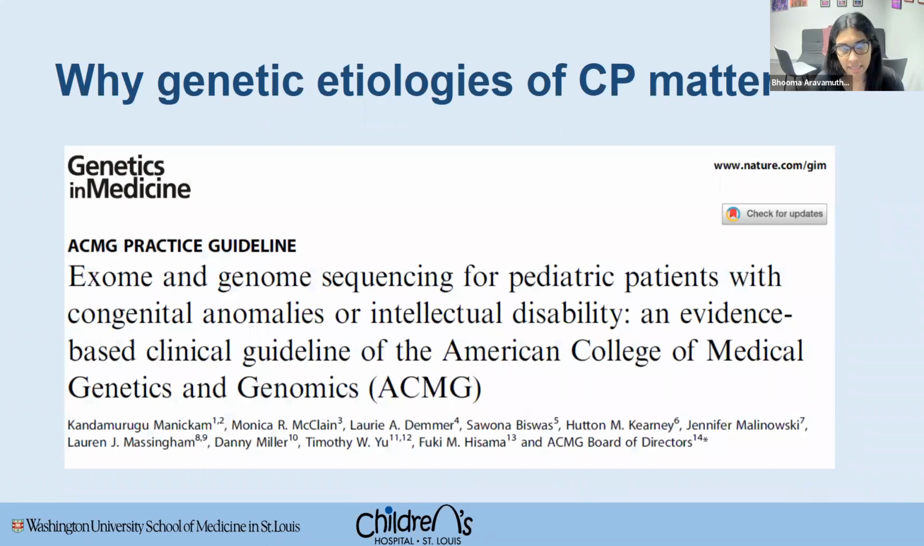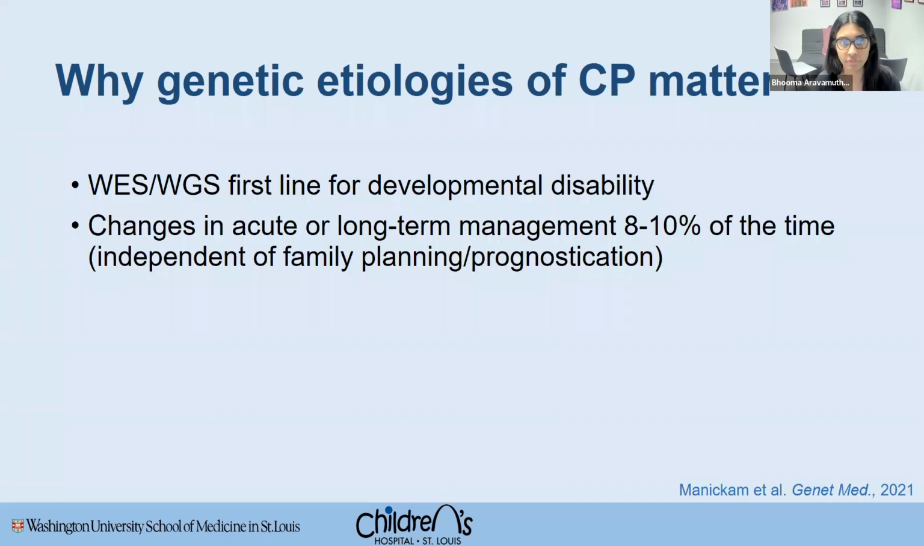These genetic etiologies are important for us to integrate into our clinical practice, particularly in light of recent ACMG guidelines suggesting that exome and genome sequencing, if available, should be considered as first or second line testing for anybody with developmental disability. And this isn't just an intellectual flex. It's not just knowing to know.